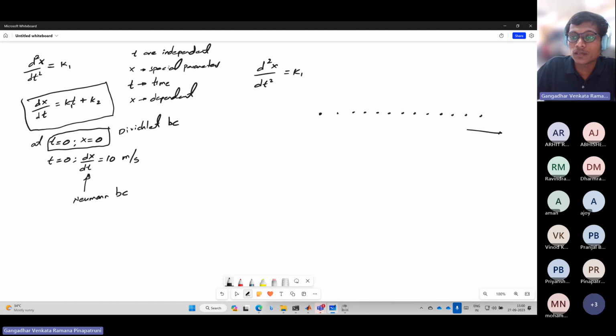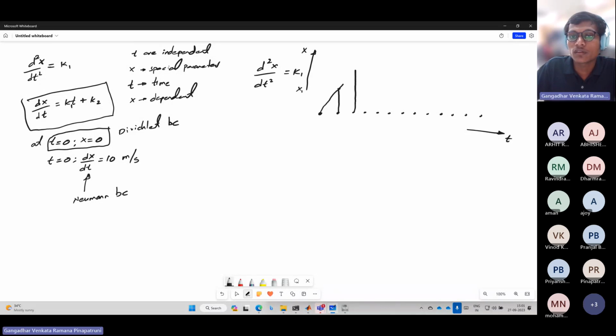This is my time t, and say this is my displacement x. At time t equals 0, x equals 0, so I can just give a dot here. Suppose at time t equals 1 second, I got x equals some x1, I will put it like this.